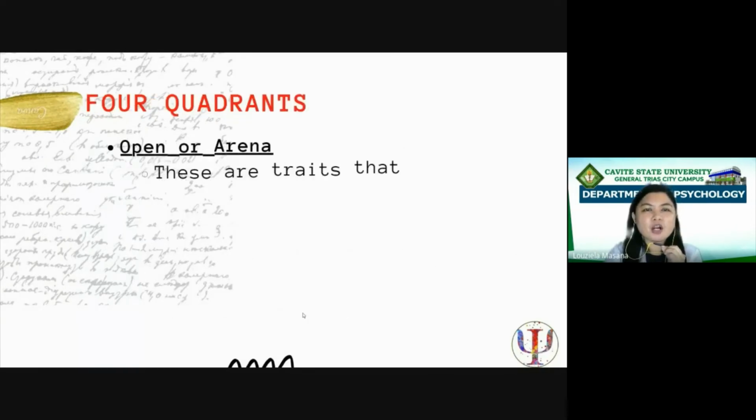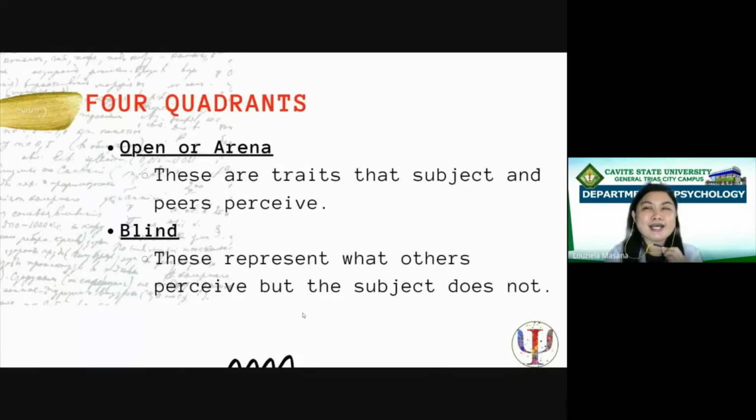And there are 4 quadrants. Nabanggit ito kanina no, sa lessons or sa learnings yung last session. Review. Pag sinabi nating open or arena, these are traits that subject and peers perceive. Alam mo, alam ng ibang tao, ganun ka. Oh, kilala mo yung sarili mo. Kilala din ng ibang tao na ganun ka. Open nga eh. Blind. Pag blind naman, this represent what others perceive, but the subject does not. Alam nila, pero di mo alam na ganun ka. May ganung mga traits? Meron.